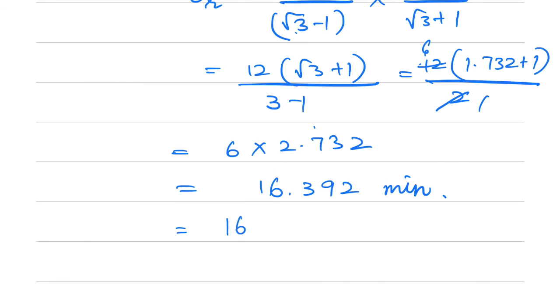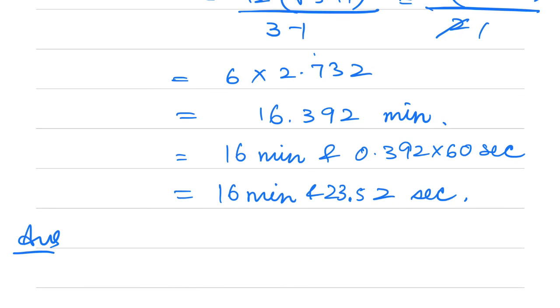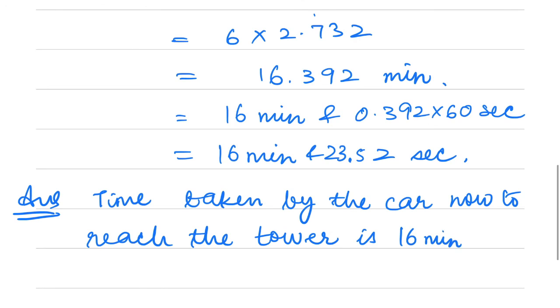We can change into 16 minutes and 0.392 into 60 seconds. This is equal to 16 minutes and 23.52 seconds. Answer: time taken by the car now to reach the tower is 16 minutes 23.52 seconds.